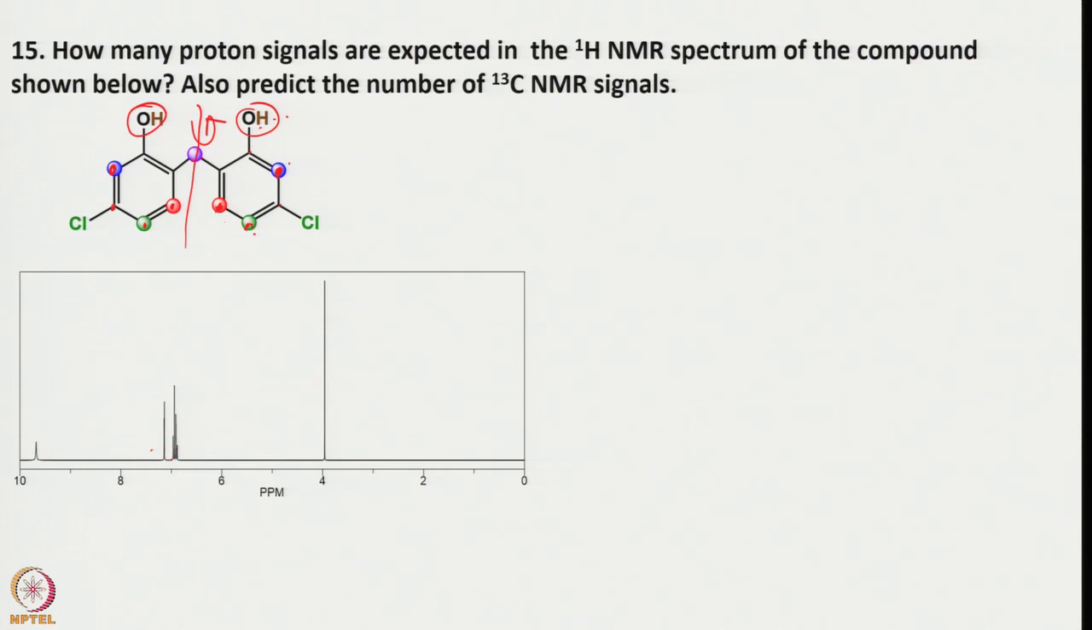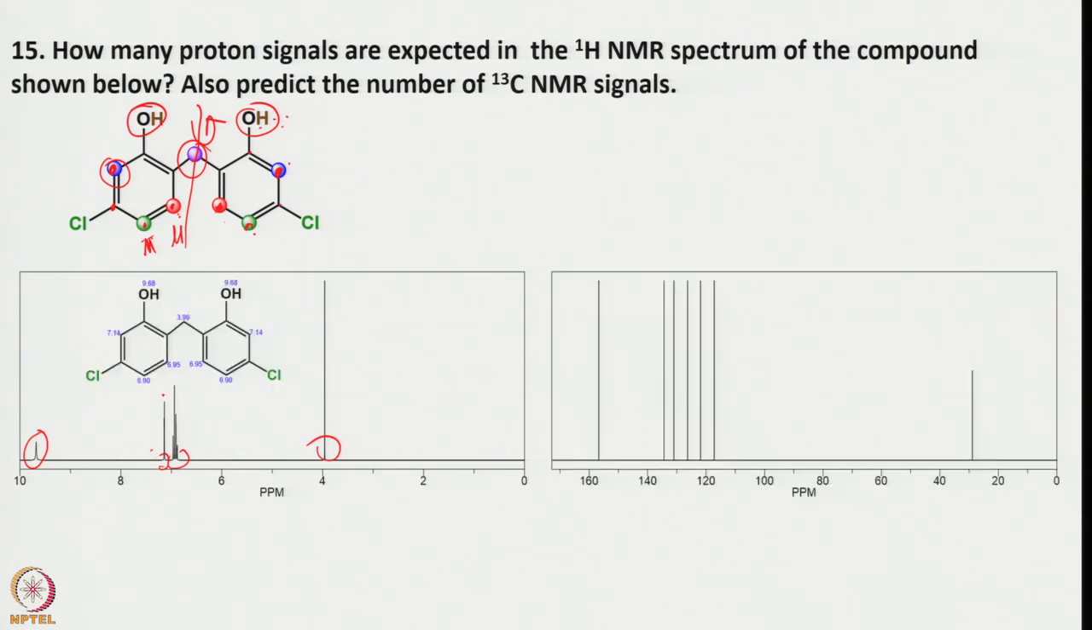See, 1, 2, it is merged here because these two are coupled to each other. This also shows a doublet, and this also shows a doublet. They are merged here, and then there is 1, and this one is for this OH, and then this 4 is for the methylene here, and then this singlet. I have shown values here: 3.96 for this one, and then 6.90, yes, 6.95, you have two doublets here. And then 7.14, this is a singlet, these are identical.